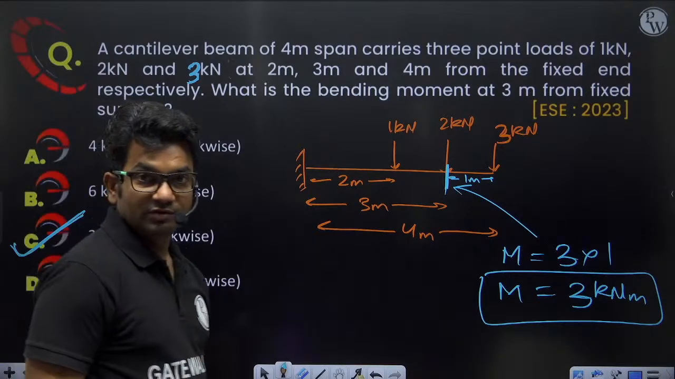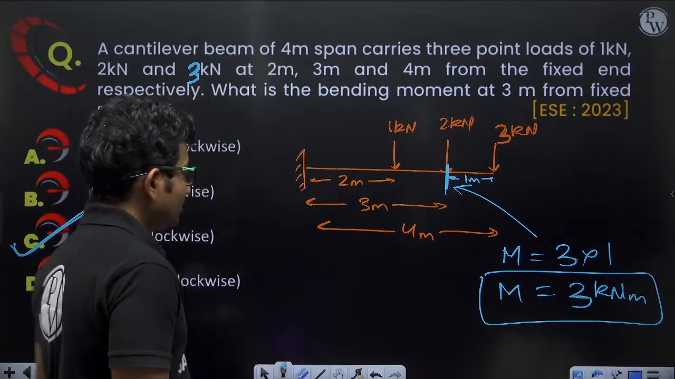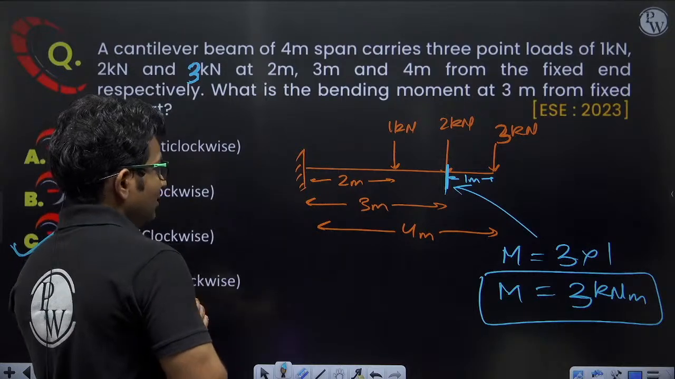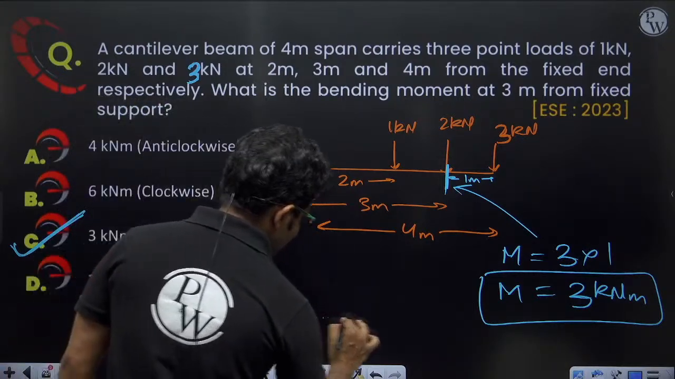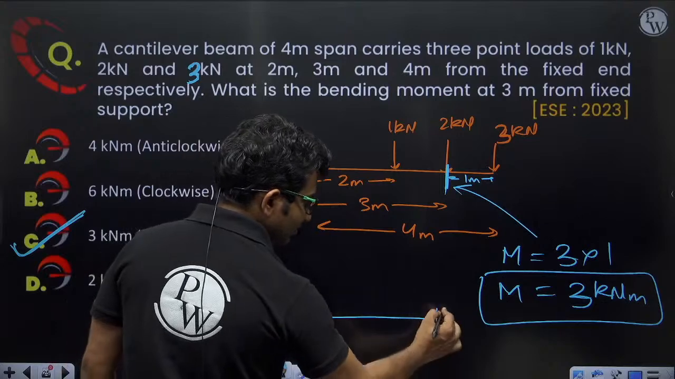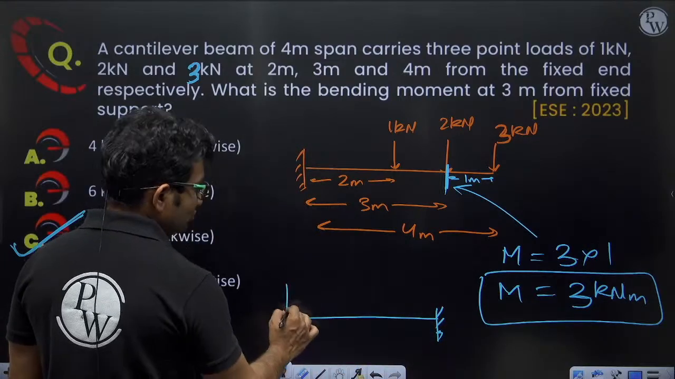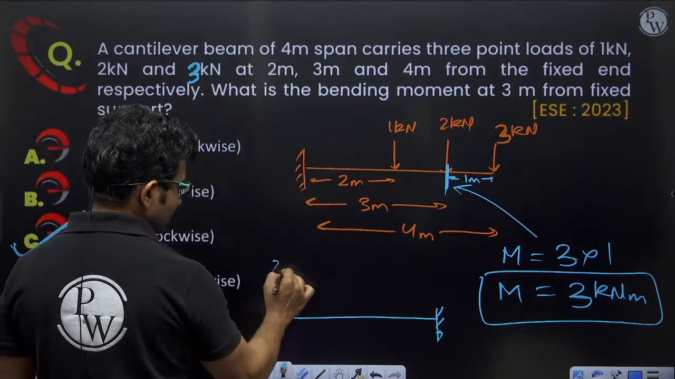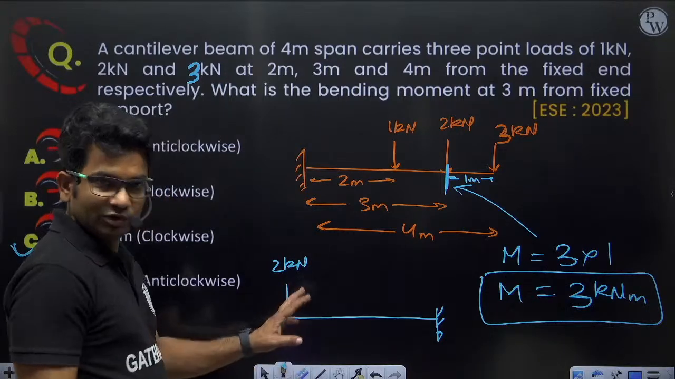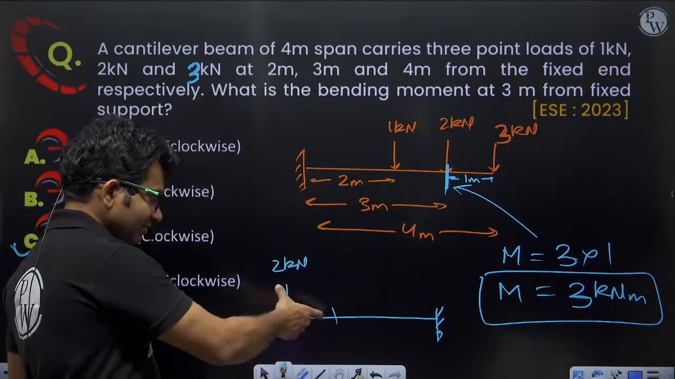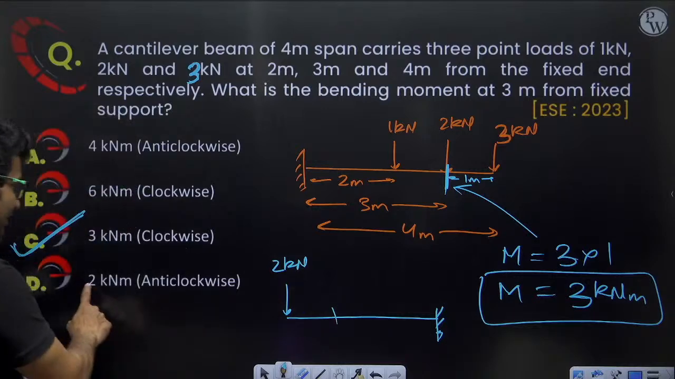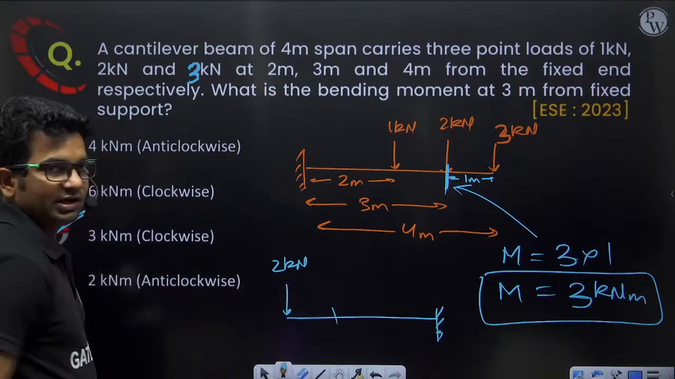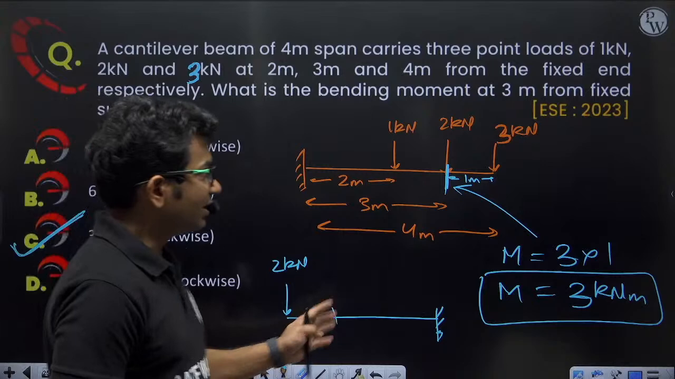Now there can be one more possibility. What possibility can it be? There can be one more possibility that the beam is like this. This is 2 kilonewton. If it is 2 kilonewton, then here it will become what? Anti-clockwise. Then 2 kilonewton meter anti-clockwise will be the correct answer. So I have to verify the question.